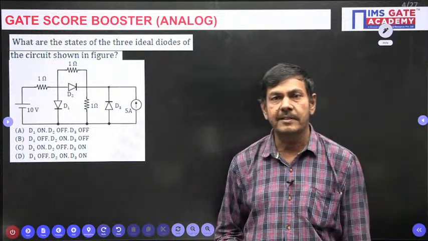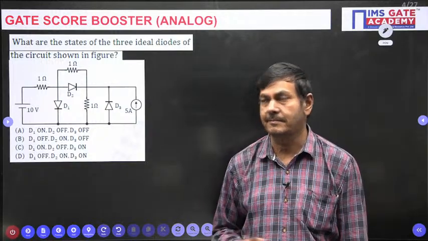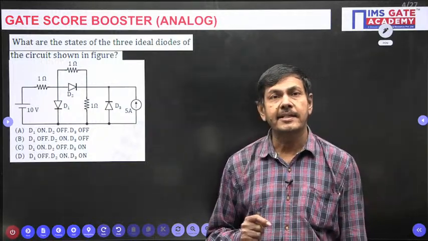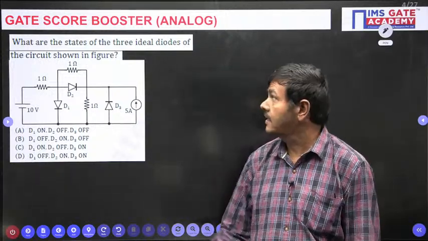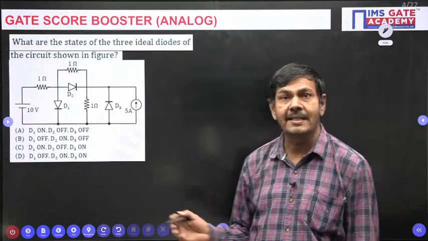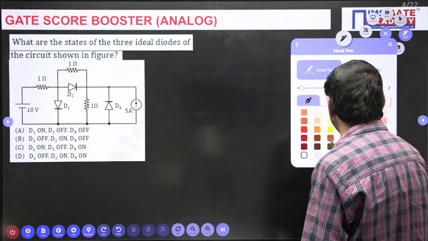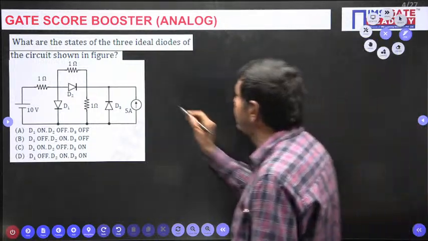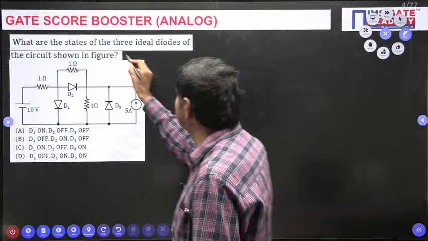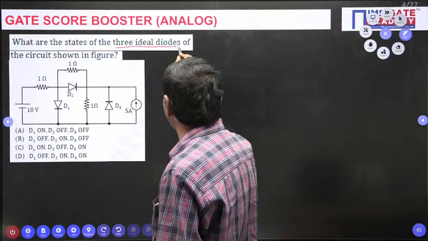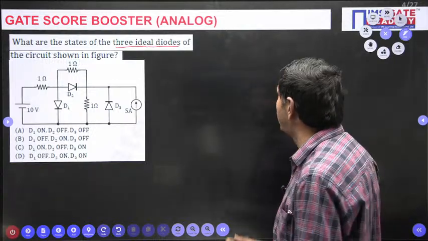Initially I wish to explain when a diode will be on and when it will not be on, which we should know well. But in the problem you need to check at first whether the diode is ideal or non-ideal. It is clearly given in the problem that all 3 diodes are ideal. So I just want to give information about when a diode will be on.